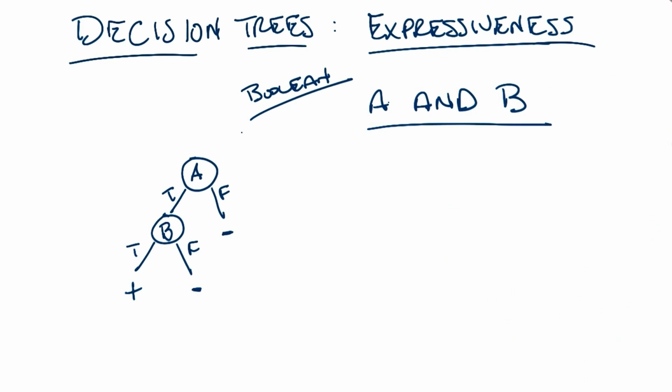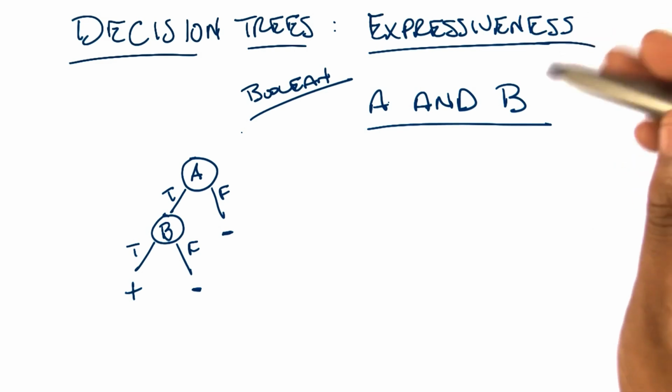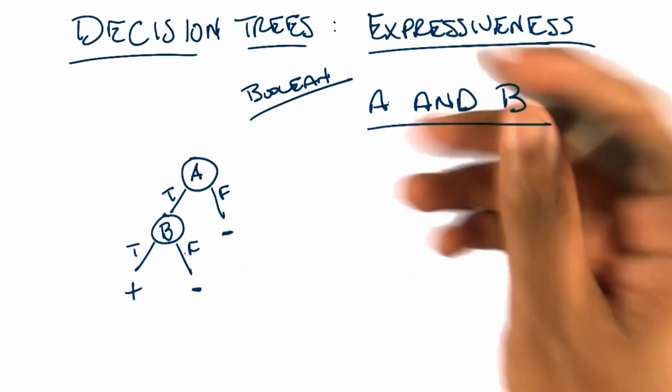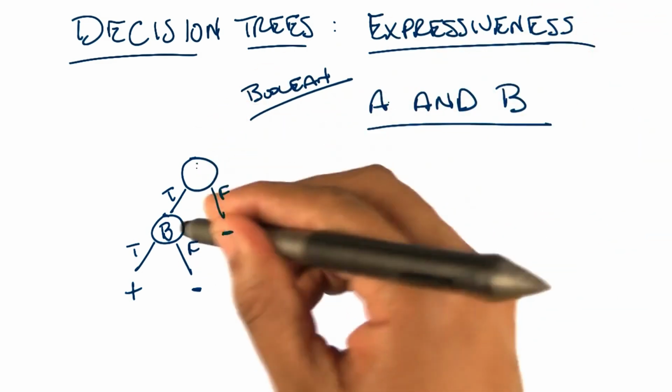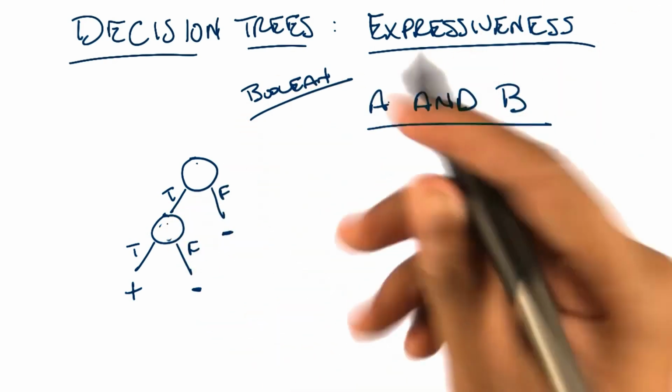So clearly decision trees, proof by we just drew it here, can represent the Boolean function and, at least on two inputs. Now, you said something interesting, Michael. You said it doesn't matter what A is if B is false. So what would happen if I switch A and B around?